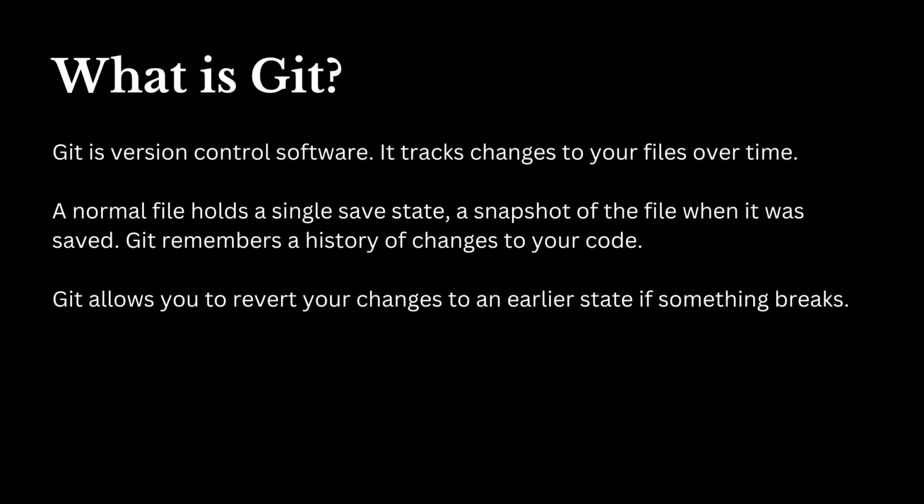Git is version control software. It tracks changes to your files over time. Whereas a normal save file holds the state of a file at a given moment in time, Git allows you to maintain a complete history of changes to your code. This means you can revert to earlier versions if something breaks.